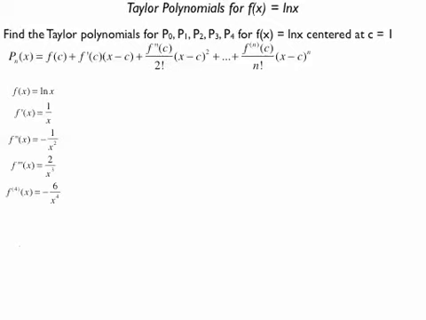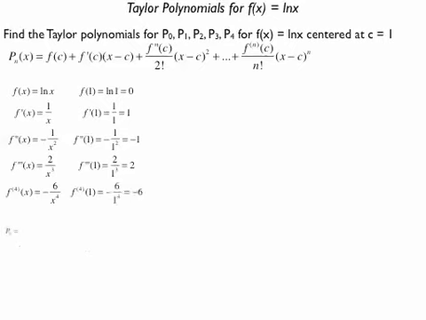Now remember, we're centering this at 1, so I'm not going to evaluate these at 0. Because I need f of c, or f of 1, I need f prime of 1, I need f double prime of 1. So substitute your 1 into each of these and get some numbers. Okay, so I've got my numbers there.